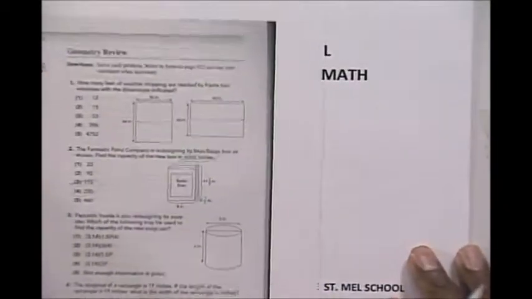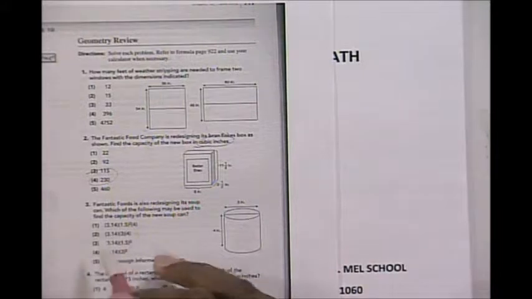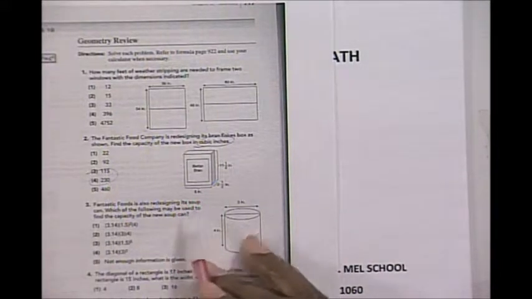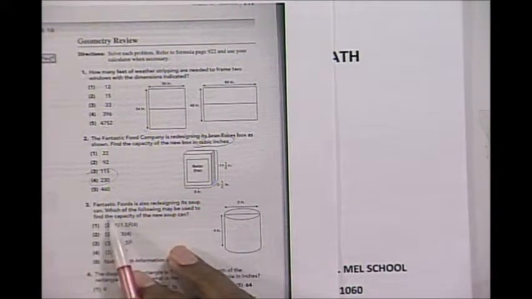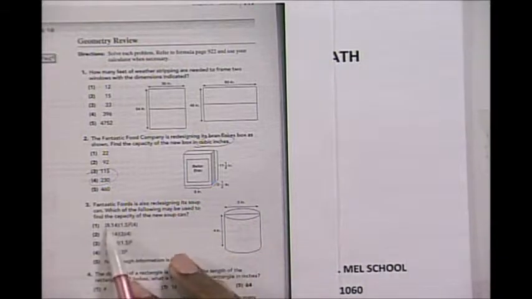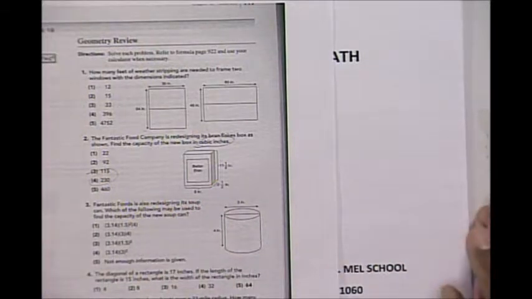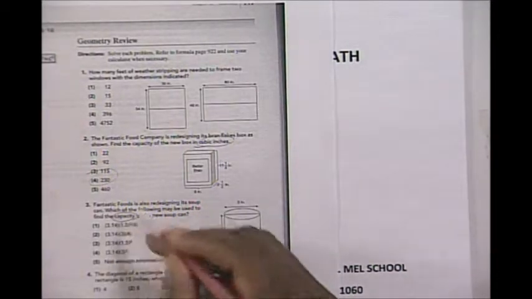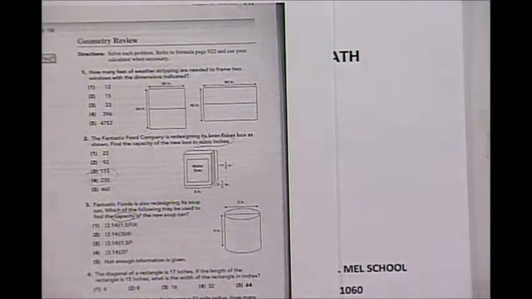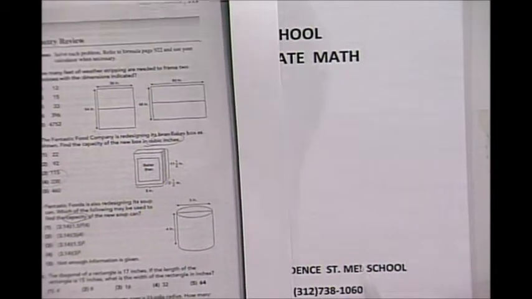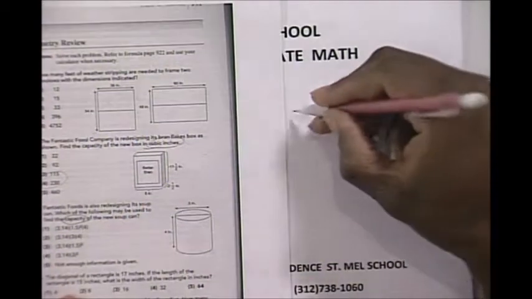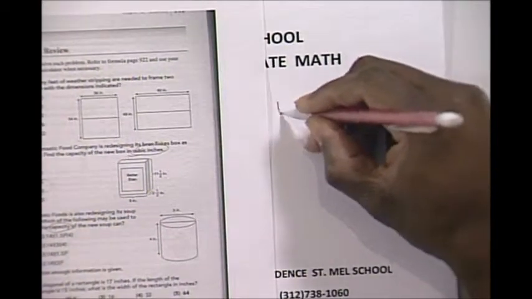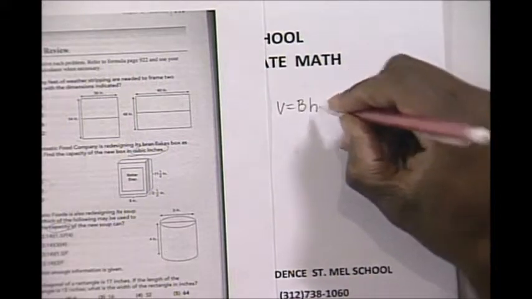All right, so this is another problem. Fantastic Food, same company, is redesigning the soup can, a different can. Which of the following may be used to find the capacity of the soup can? You got to read that problem and underline keywords, capacity. Another word for capacity is space inside. How much space is inside this can? Well, the formula for the volume is the same: the area of the base times the height.